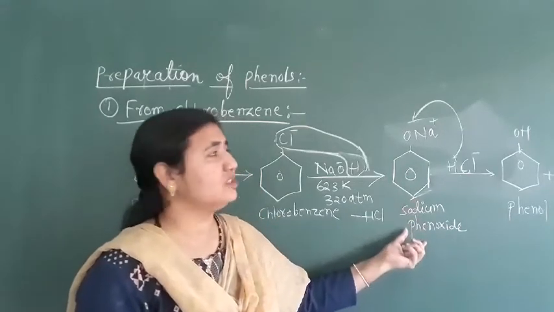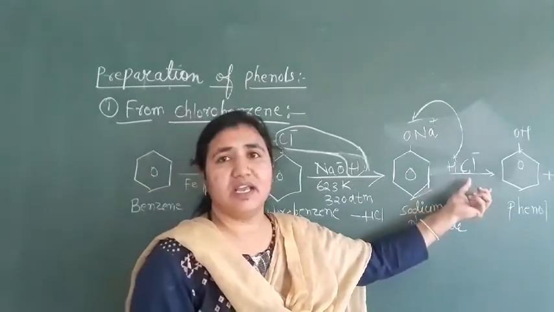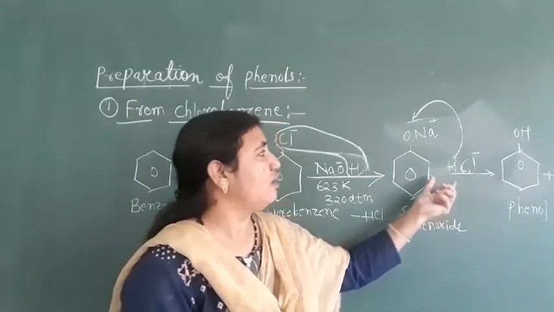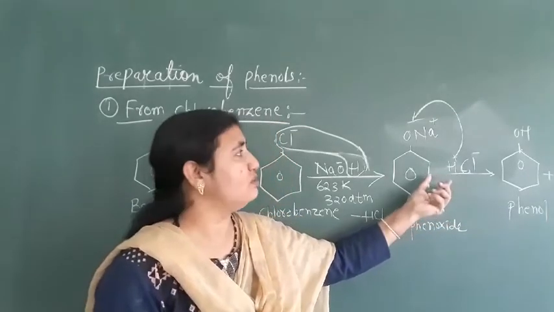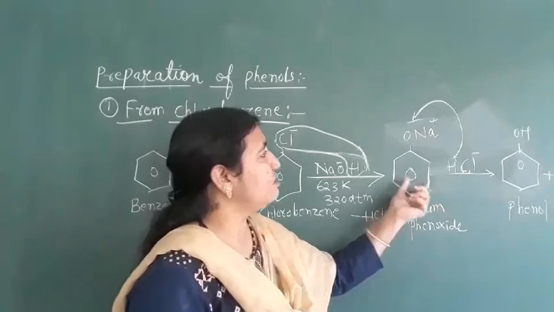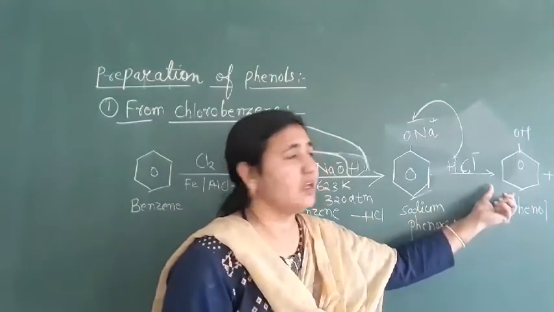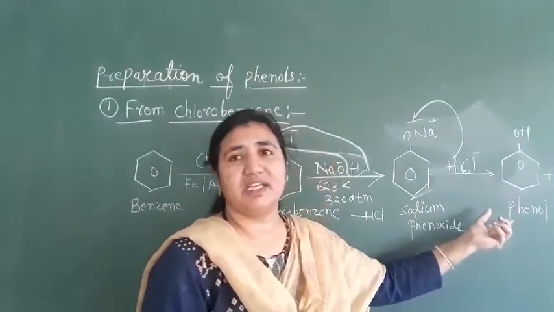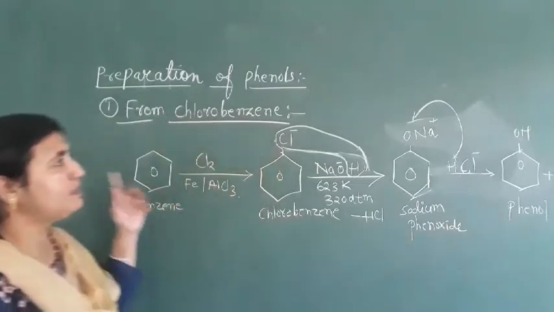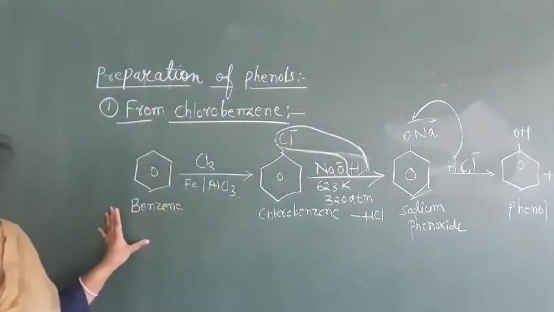This sodium phenoxide on hydrolysis with HCl, that is acidic hydrolysis, gives OH here, that is phenol. So this is the preparation of phenol from chlorobenzene.